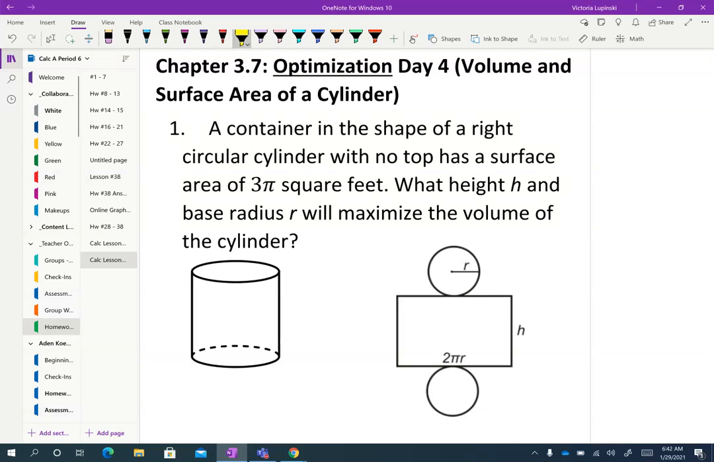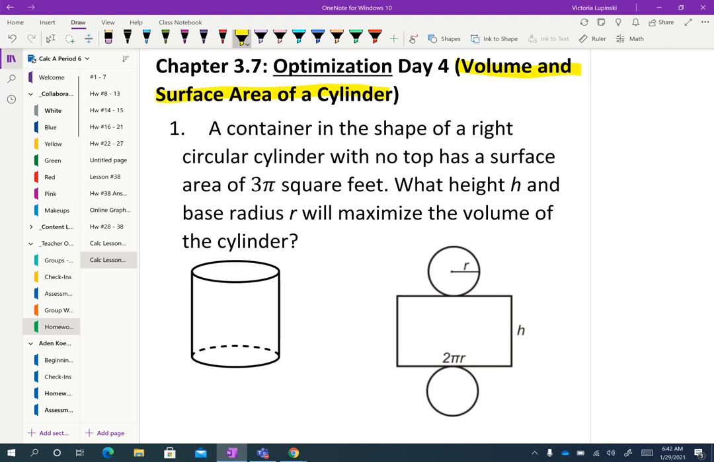All right, welcome everybody. Today we're going to talk about Calc Lesson number 42, and this is the fourth day of optimization. Just like every previous lesson about optimization, there's a theme, and the theme of today has to do with the volume and surface area of cylinders or shapes that involve cylinders.